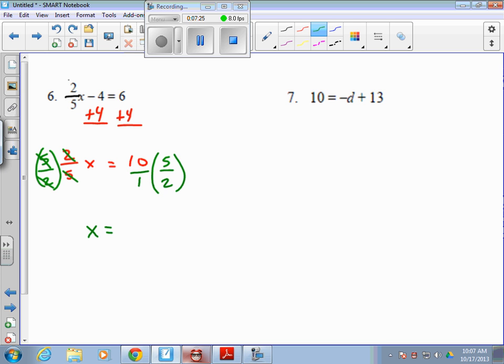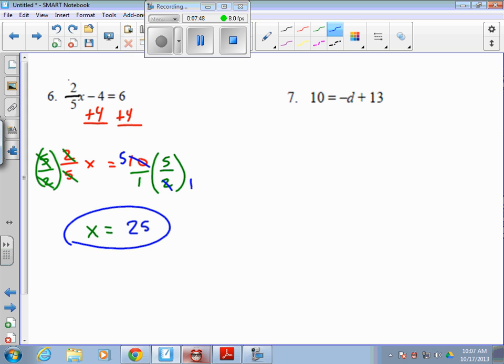Everything's over 1, so 10 is over 1. The number 2 is going to simplify into itself 1 time and into 10 5 times. So now we have smaller numbers. Multiply straight across. 5 times 5 is 25. 1 times 1 would be over 1. Not necessary to write 25 over 1.